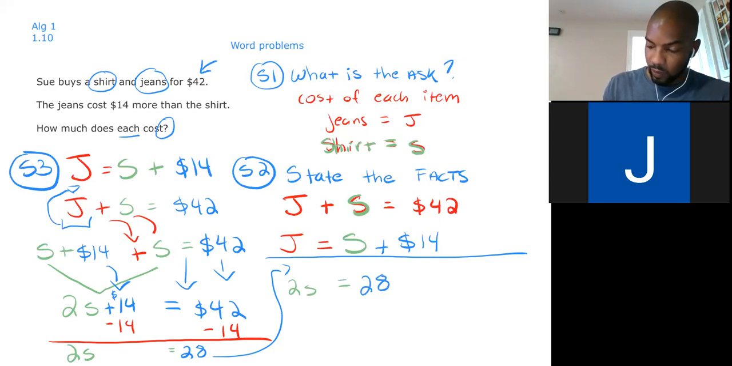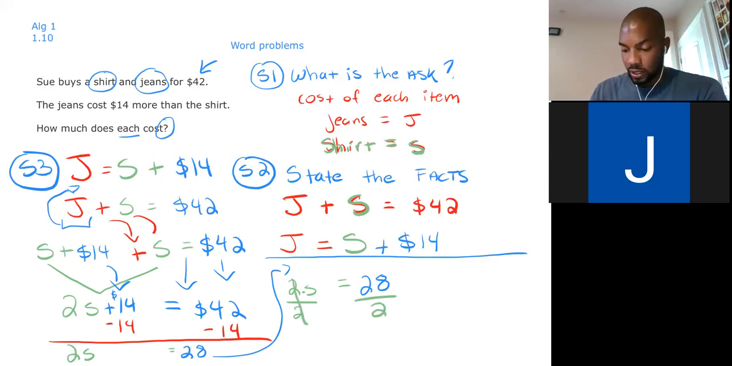I now need to get rid of this 2 in front, so it's a 2 times S, so I need to divide by 2. What I do to one side, I must do to the other. 2 divided by 2 is 1, so that's going to get rid of that. So it's going to be S is equal to 28 divided by 2, which is 14. The cost of one shirt is $14.